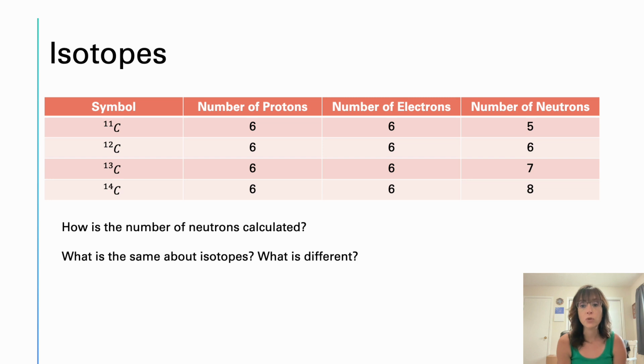Now, where did the number of neutrons come from? Well, we know the mass number is protons and neutrons. All the mass is in the nucleus. What's in the nucleus? Protons and neutrons. So in the first case, if you have a mass number of 11, 11 minus 6 is 5. 12 minus 6 is 6, and so on.